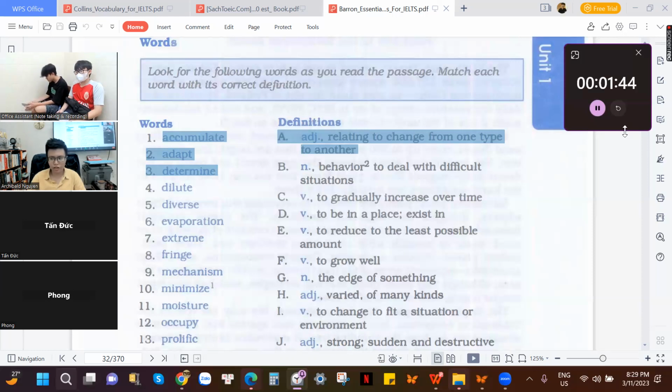Yeah, very good, Fong. I understand. First, I love the way that you use the word adapt, but I want more situations, more sentences for the words accumulate and determine. Because these two words are very hard to make a situation. So here, try to use more sentences for accumulate and determine.